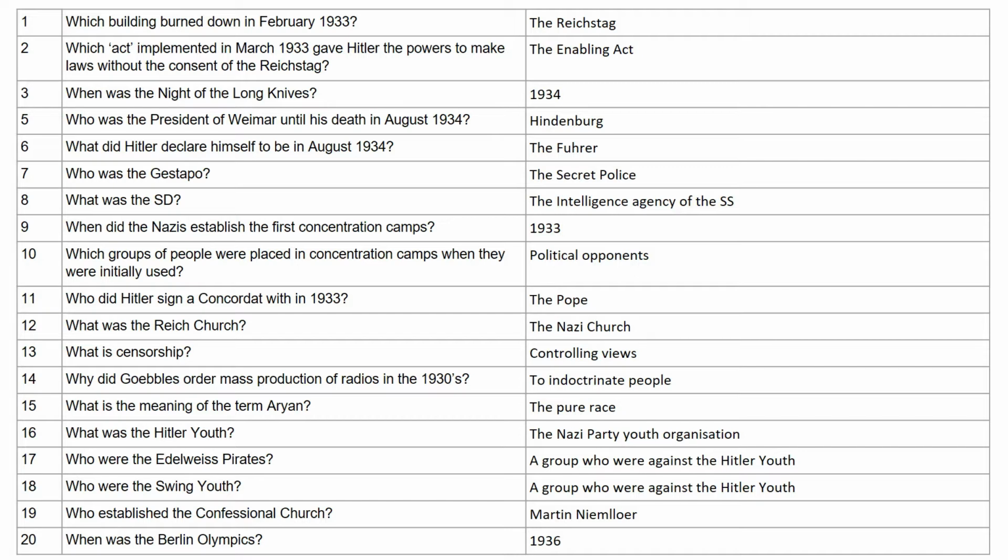The president until his death was Hindenburg, and obviously the death of Hindenburg is quite significant because Hitler can then join the role of Chancellor and President, and he declares himself Führer.